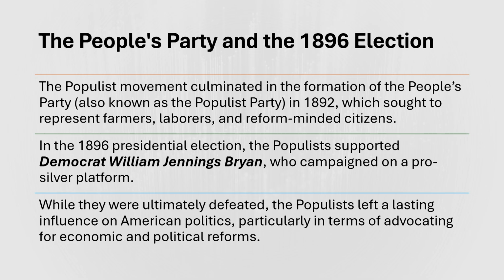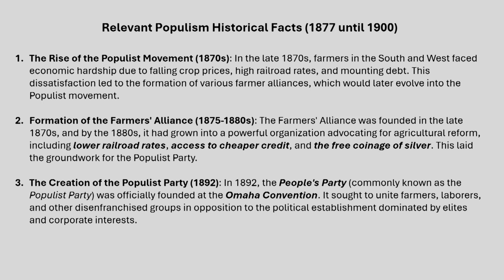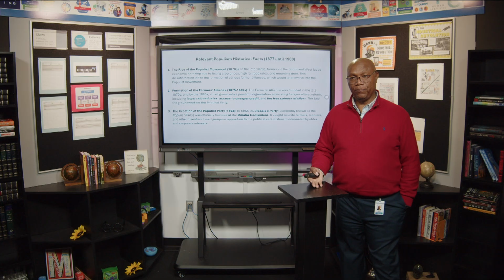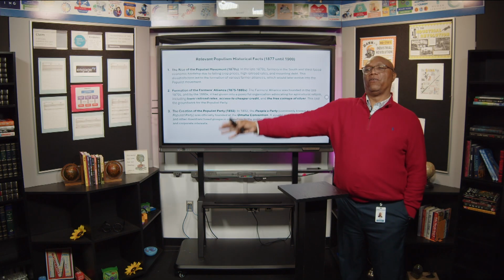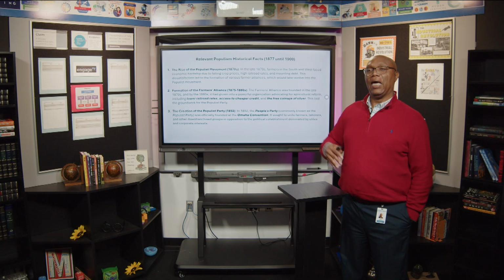In the 1896 presidential election, the Populists supported Democrat William Jennings Bryan, who campaigned on a pro-silver platform. While they were ultimately defeated, the Populists left a lasting influence in American politics, particularly in terms of advocating for economic and political reforms.